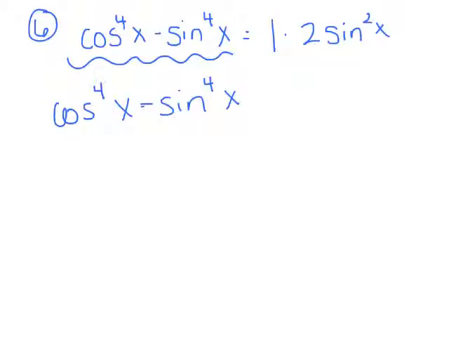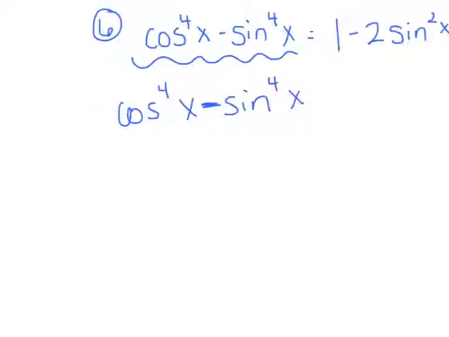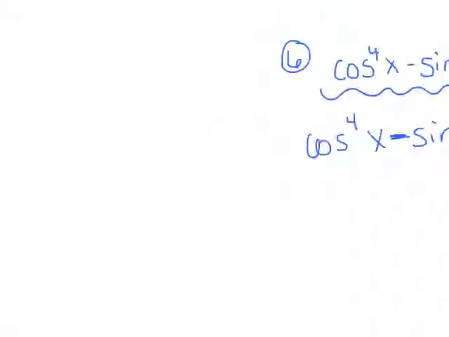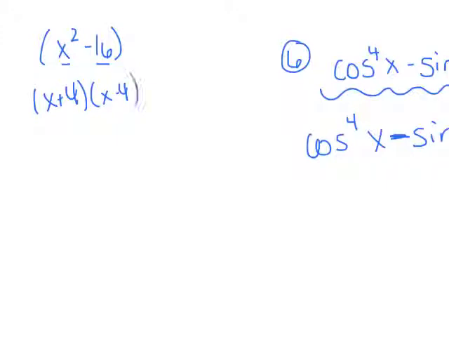is we need to remember difference of squares. Again, I'm going to come over here to the side, and I'm going to ask you, how do you factor x squared minus 16? Well, x plus 4, x minus 4. How do you factor x squared minus 25? X plus 5, x minus 5. Well, that's good and fine. I don't have squares though, I have fourths. So, how do you factor x to the 4th minus y to the 4th?